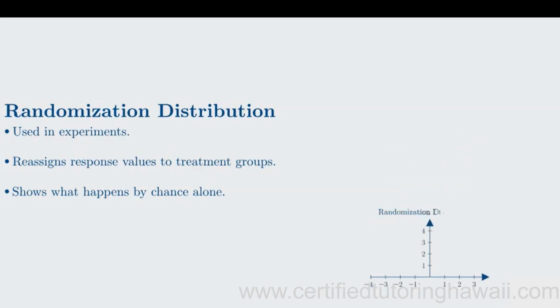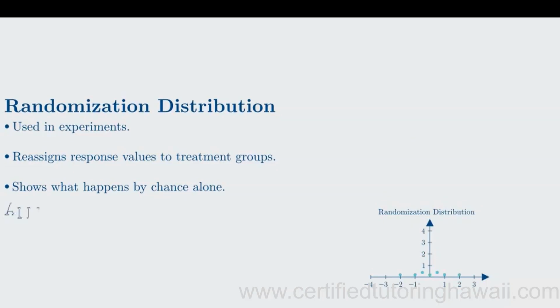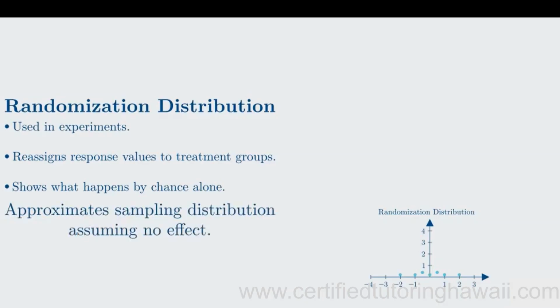This resulting distribution shows us what kind of differences are likely to happen just by random assignment. This is an approximation of the sampling distribution under the assumption that the treatment has no effect. We've now seen how reallocating values helps us understand experimental results.